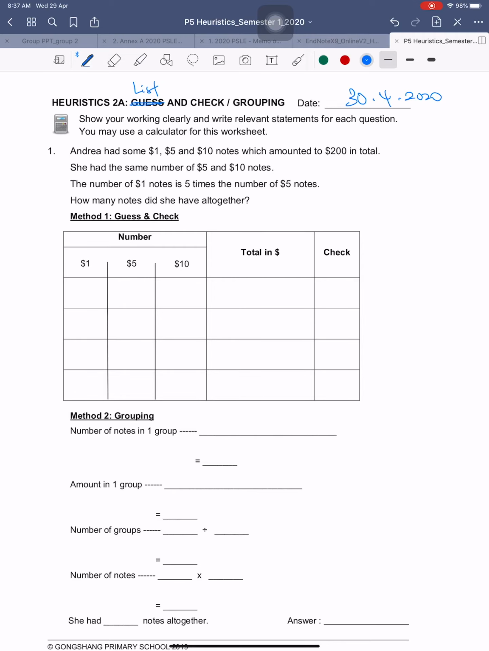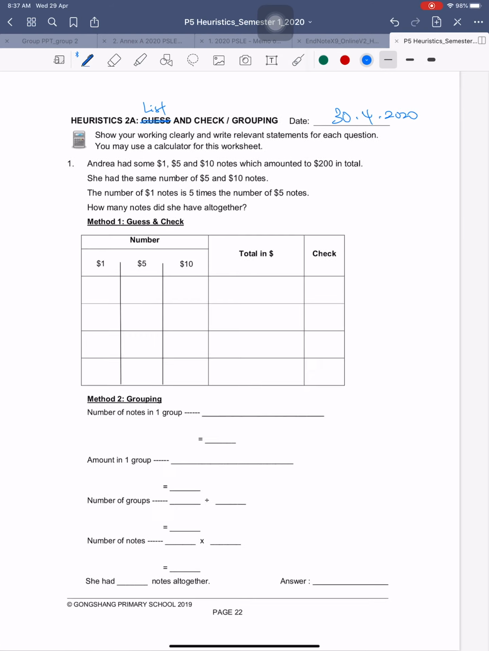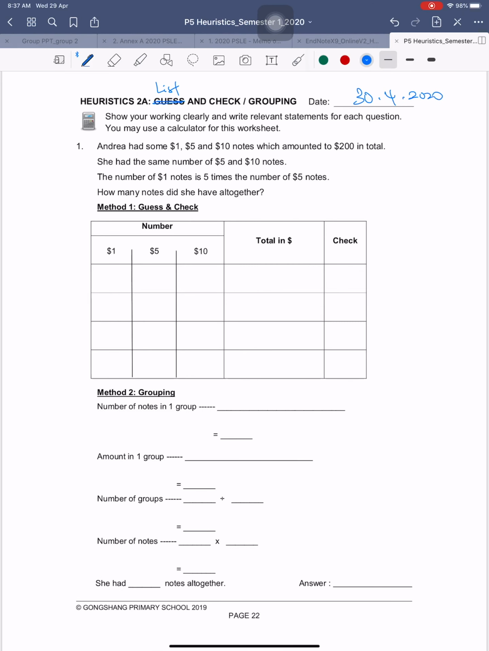Alright, so meaning to say for today, all the 4 questions, I will be getting you to solve the 4 questions using both methods, list and check and grouping method. Some of you might find list and check easier to understand, some of you might find grouping easier. So no matter what, I will guide you to solve all the 4 questions using both methods. And you are allowed to use a calculator for all the 4 questions.